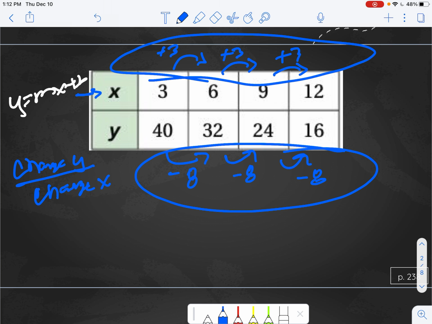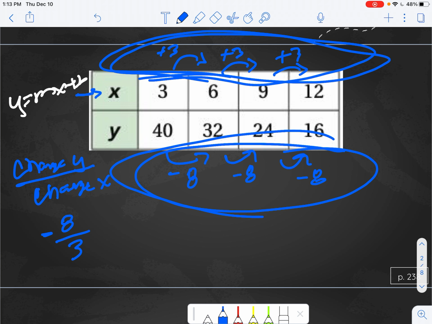So if we wanted to write an actual slope for this table, the change in y is negative 8 every time, and the change in x is 3. So we could come up with our slope. This is an example of a table that's a linear function, because all the x's are consistently going up by the same amount and all the y's are consistently going down by the same value. If we were to graph it, we would have a straight line.